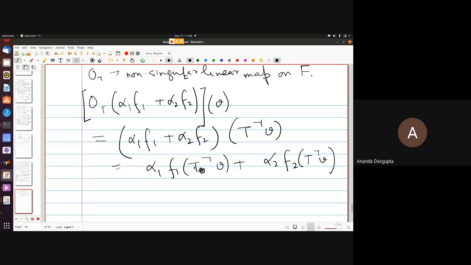In the first step we used our definition of the map OT. In the next step, all we have done is use our definition of what alpha 1 F1 plus alpha 2 F2 means. And now this is simply alpha 1 OT F1 acting on V plus alpha 2 OT F2 acting on V.